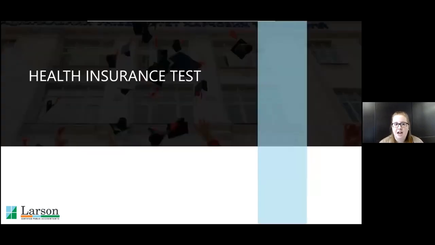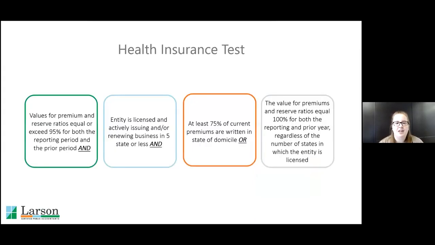So to our first category of the health insurance test. These are the requirements that you have to meet in order to file a health insurance blank. It's not uncommon for insurance carriers to write multiple lines of business, meaning they might write some health insurance, they might write a little bit of life insurance. So when a company writes multiple lines, this test helps determine which annual statement they file.